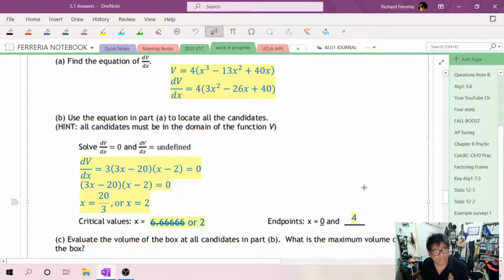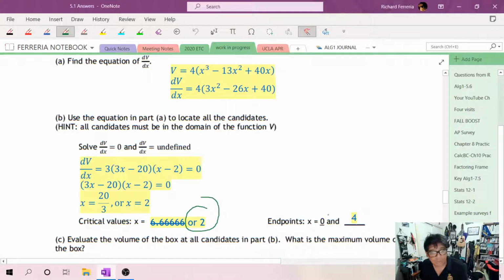Okay. Now, what about the endpoints of the interval? The endpoints of the interval were 0 and 4. So it looks like we have ourselves three different candidates. The first candidate is 2. The next candidate is 0. The last candidate is 4. And all we have to do is check the volume at those three candidates.